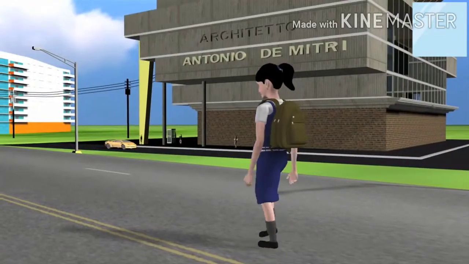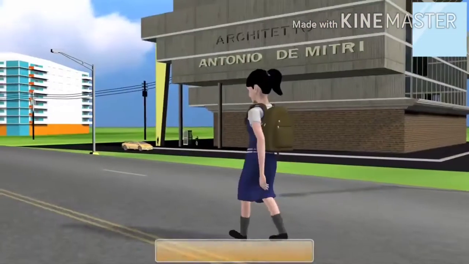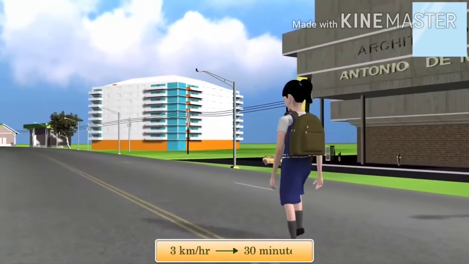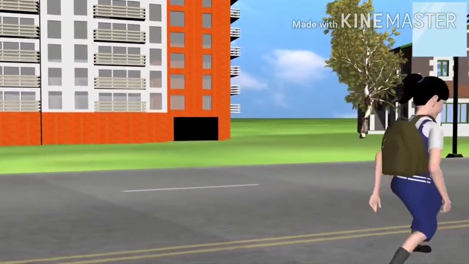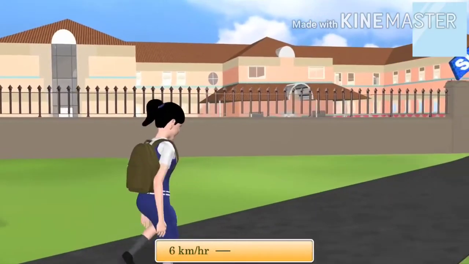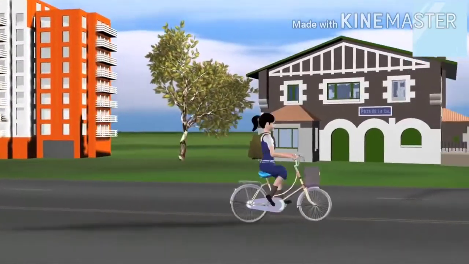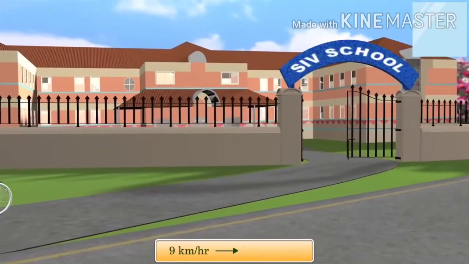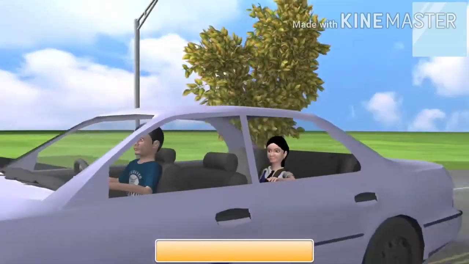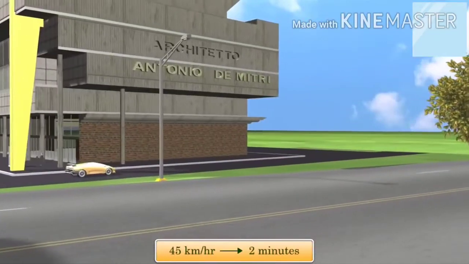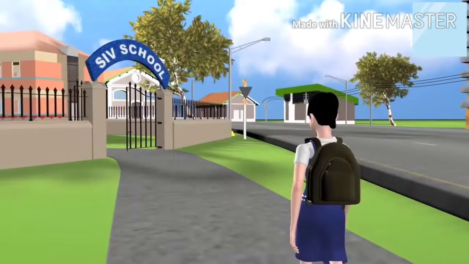So change in one quantity affects the change in the other quantity. Next, Riya goes to school by different means of vehicle. If she goes to school by walking at 3 km per hour speed, she needs 30 minutes. If she goes by running at 6 km per hour, she needs 15 minutes. If she goes by bicycle at 9 km per hour, she needs 10 minutes. If she goes by car at 45 km per hour, she needs 2 minutes.